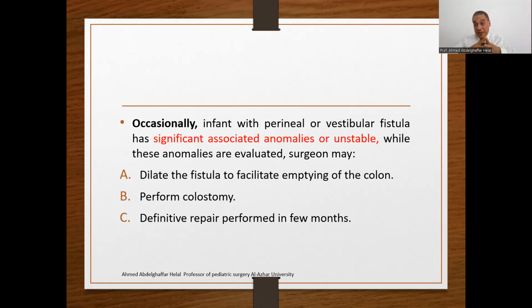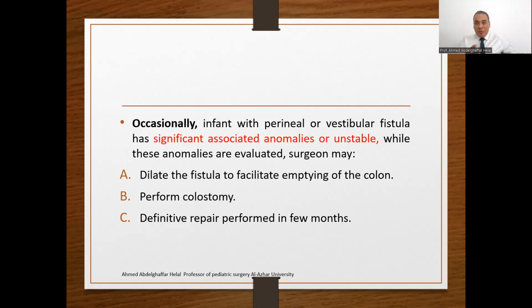Occasionally, the infant with the perineal or vestibular fistula may have significant associated anomalies, or be unstable, related to cardiac anomalies or other anomalies than anorectal. In such conditions, the surgeon may have to choose between dilatation of the fistula to facilitate the emptying of the colon, or performing the colostomy and delaying the definitive repair for a few months.